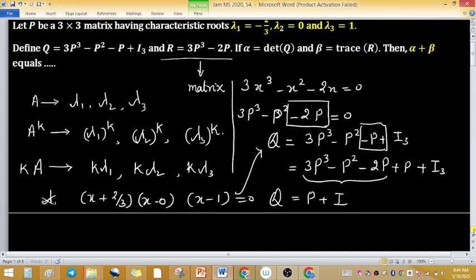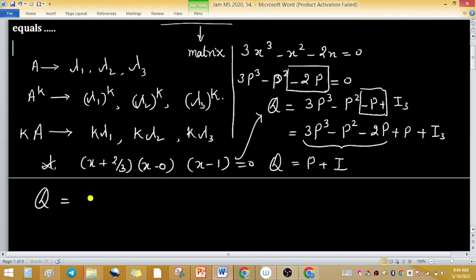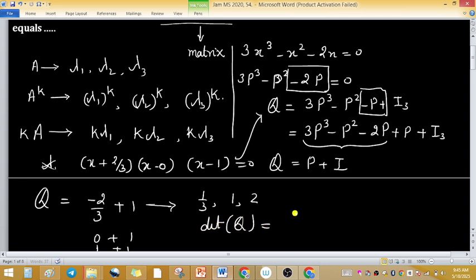Now the eigenvalues of matrix Q will be the eigenvalues of matrix P plus the eigenvalues of the identity matrix. The eigenvalues of P are minus 2 upon 3, 0 and 1. So add 1 to these eigenvalues to get the eigenvalues of Q. So Q's eigenvalues are 1 upon 3, 1 and 2. So the determinant of Q, the product of eigenvalues, is 2 upon 3, and this is the value of alpha.